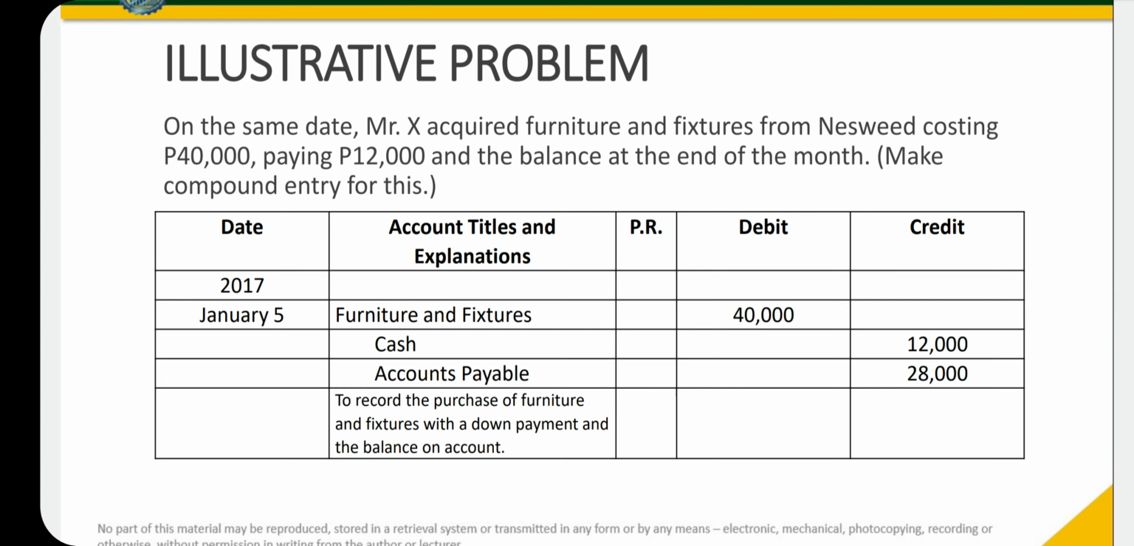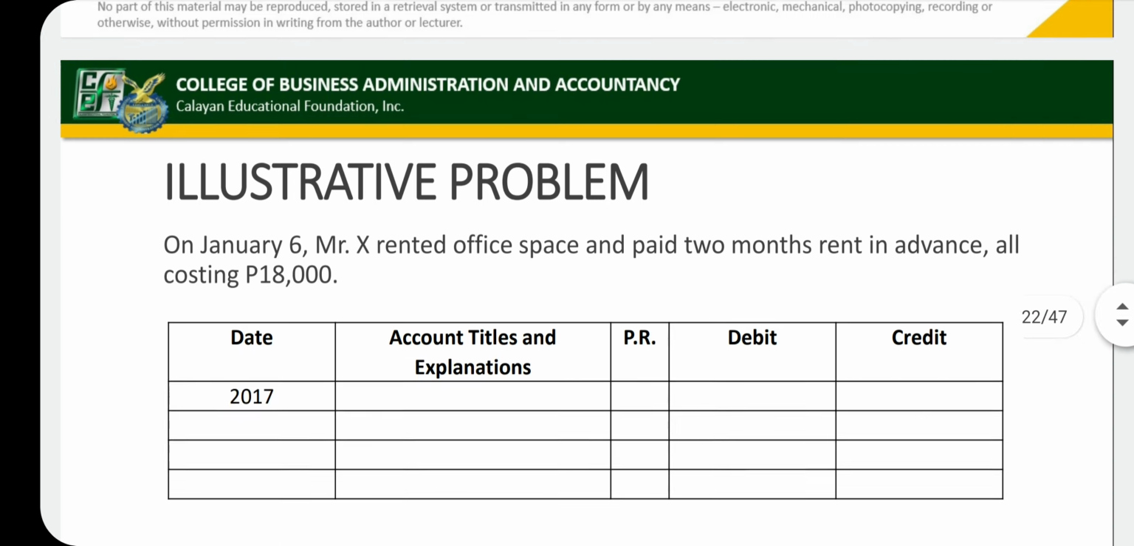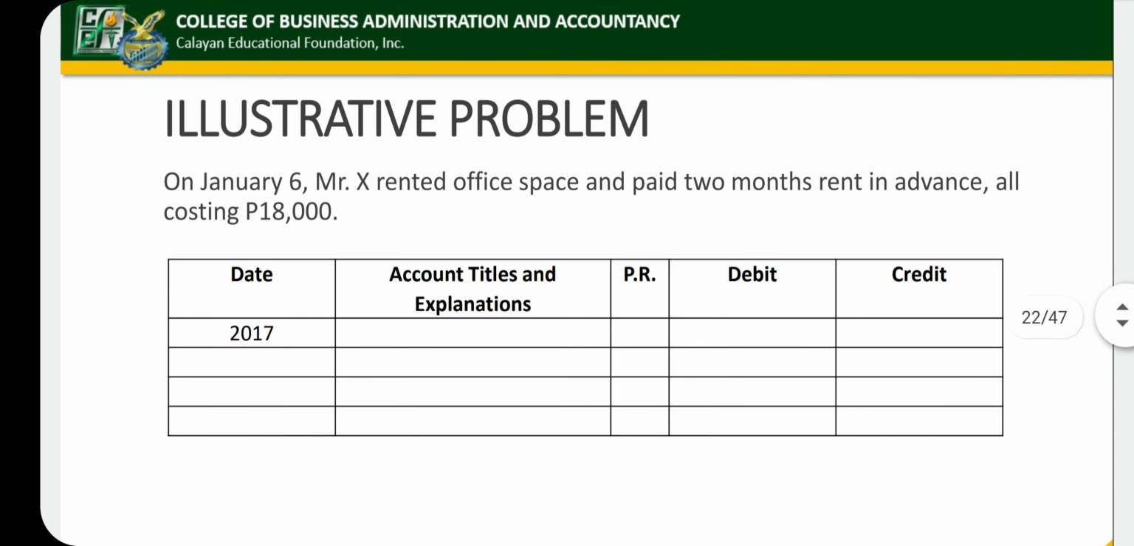Okay, so the explanation is to record the purchase of furniture and fixtures with a down payment and the balance on account. Okay? So for the next illustration, on January 6, Mr. X rented office space and paid 2 months rent in advance, all costing 18,000 pesos.